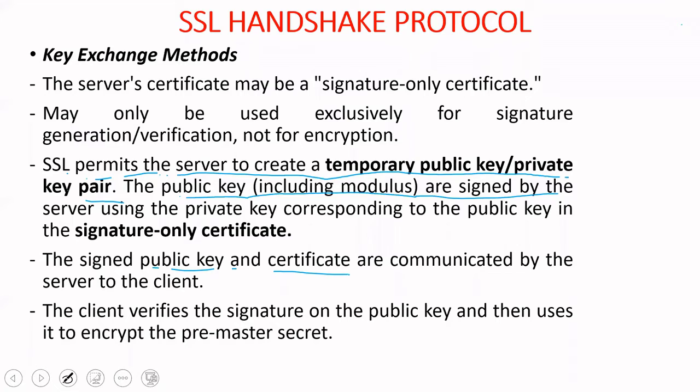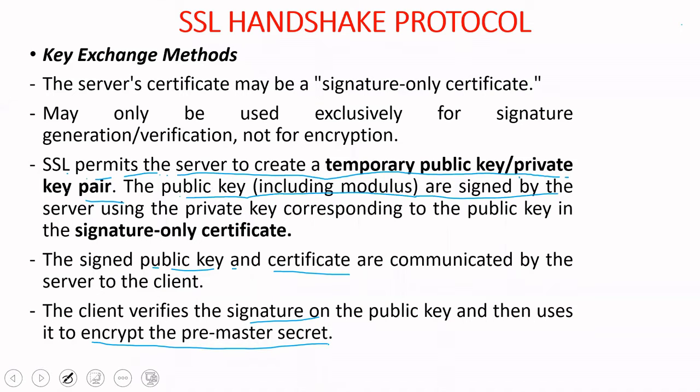Now the client verifies the public key. From the server certificate, it gets the public key, and it verifies this signature. From this, it will be able to get the temporary public key, and the temporary public key will be used to encrypt the premaster secret, and that will be sent to the server in step 3. The server, since it has the temporary private key, will be able to decrypt this and get the premaster secret.